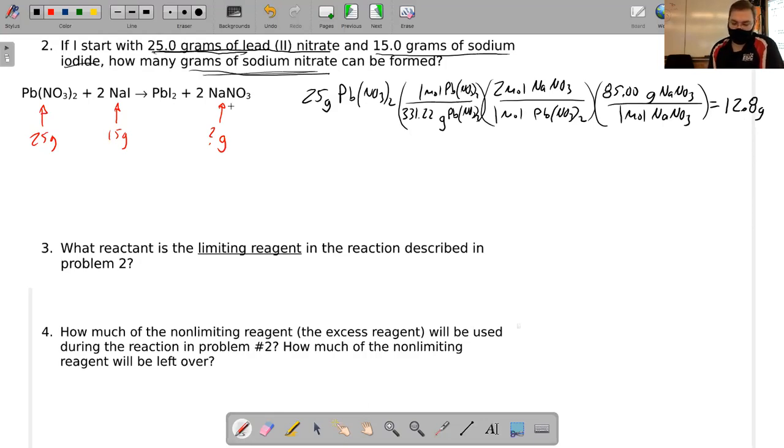Then you got to repeat the same calculation, and most of the concept is the same, with the sodium iodide. I got 15 grams of sodium iodide.